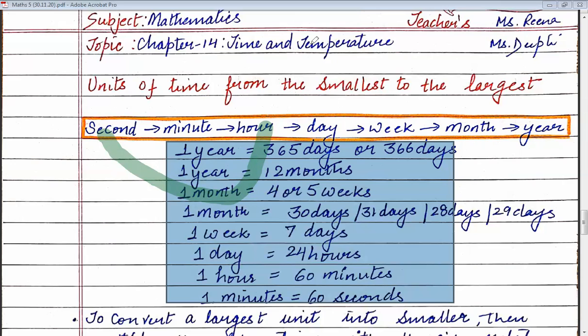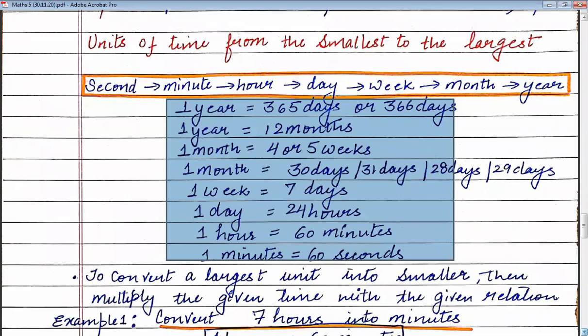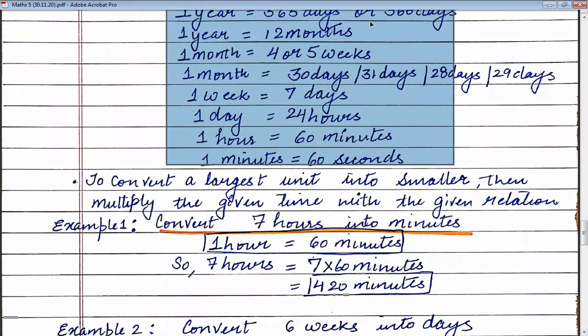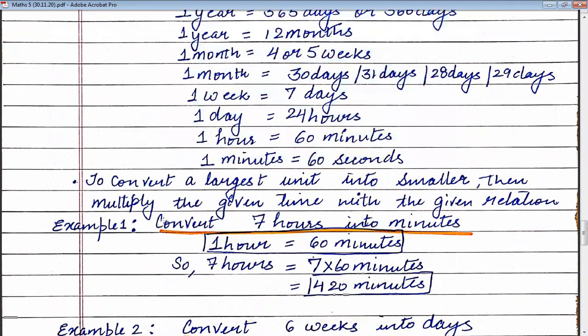Now let's have some quick questions based on these conversions. The first one is: convert 1 hour into minutes. Now, children, what you have to do? You have to convert 7 hours into minutes. First of all, you have to see that you are converting a bigger unit into smaller. You are converting hours into minutes. So here you have to multiply.